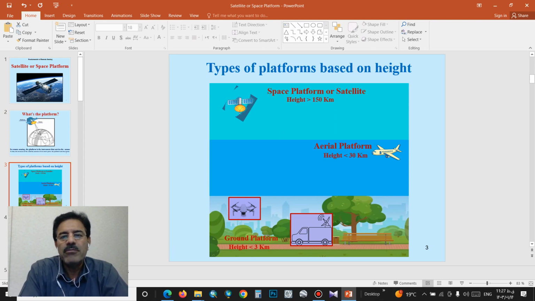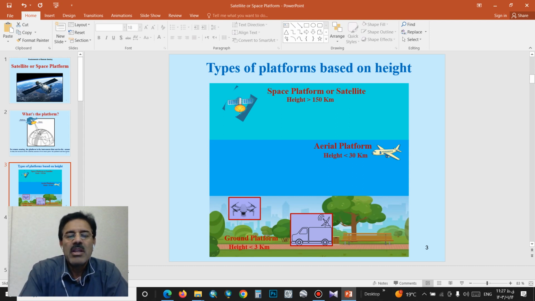Types of platform based on height. This slide is showing types of platform. Near the Earth is the ground platform, height less than 3 kilometers. Part 2, aerial platform, heights less than 13 kilometers.